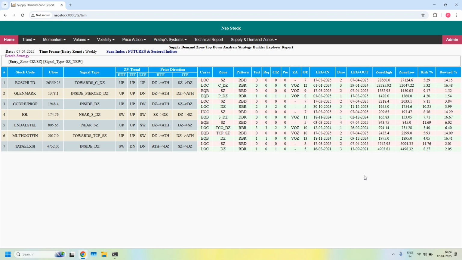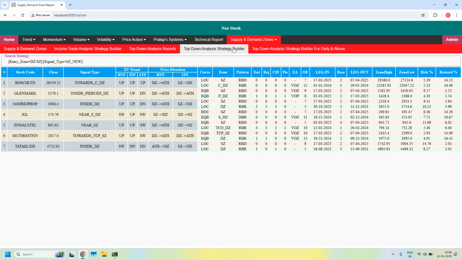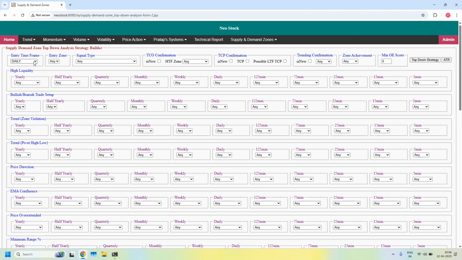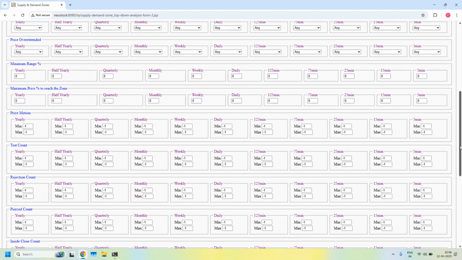Okay, this is about the weekly time frame, and two more reports also based on the zone confluence. That is LTF, ITF, HTF. Let us assume weekly is the LTF, so I am selecting weekly. ITF is monthly. HTF is quarterly. All the 3 zone confluence supported stocks, let us display.